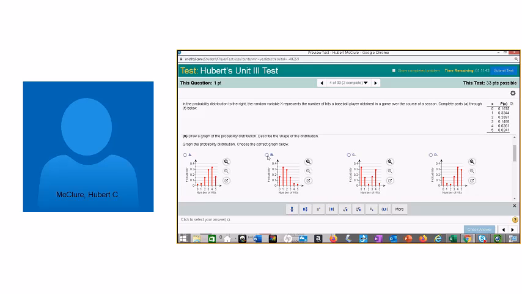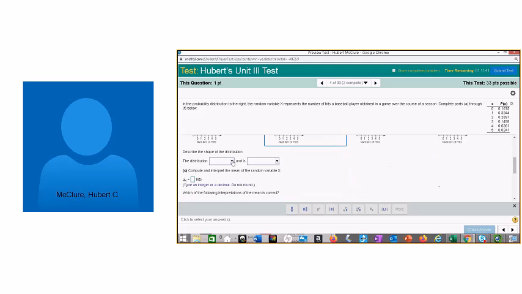B. Good. The distribution, I think, has one mode. I can't remember if it's one mode or if it's bimodal. I can't remember which one it is. I think it's bimodal, I'm pretty sure. And it is a little bit skewed right.